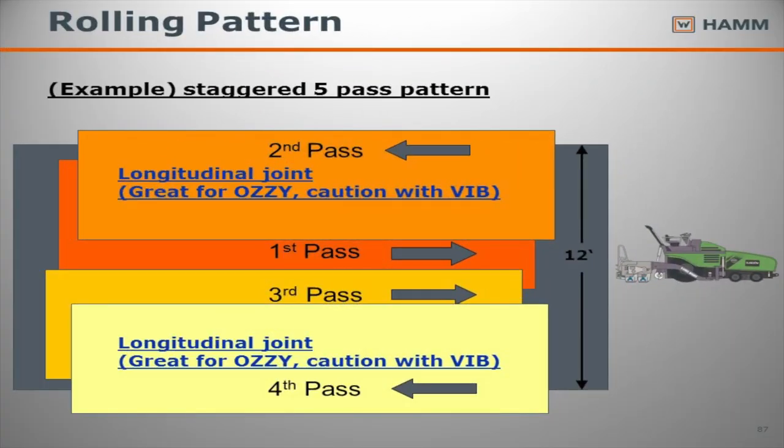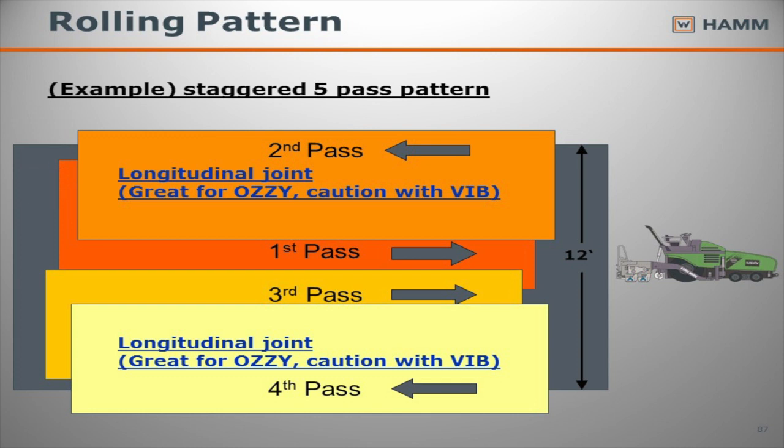Typically, a 5-pass pattern, up and back. We don't want to go up and back in the exact same plane. We want to offset them just a little bit. We're going to come to the next side of the pavement, do it again. If we don't achieve our density, we're going to go back and start over again. We're going to come back and do our 5th pass here, and so forth.